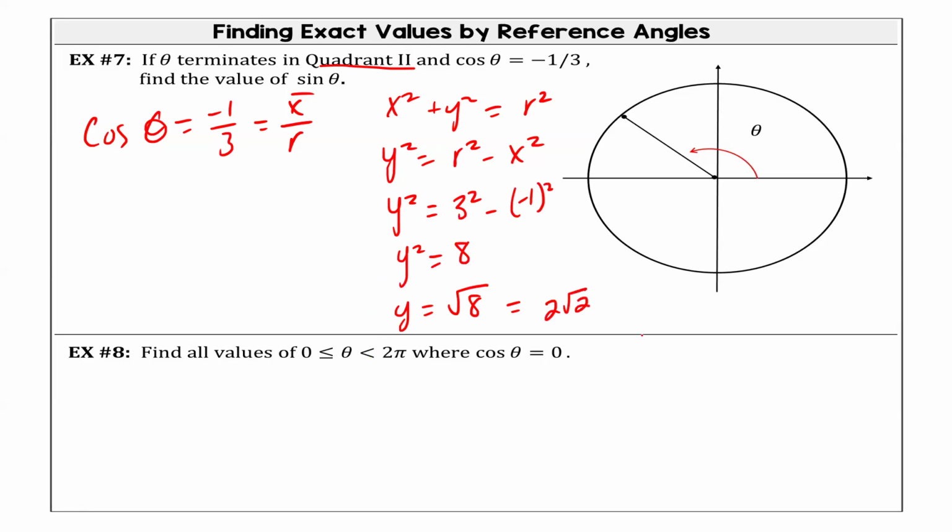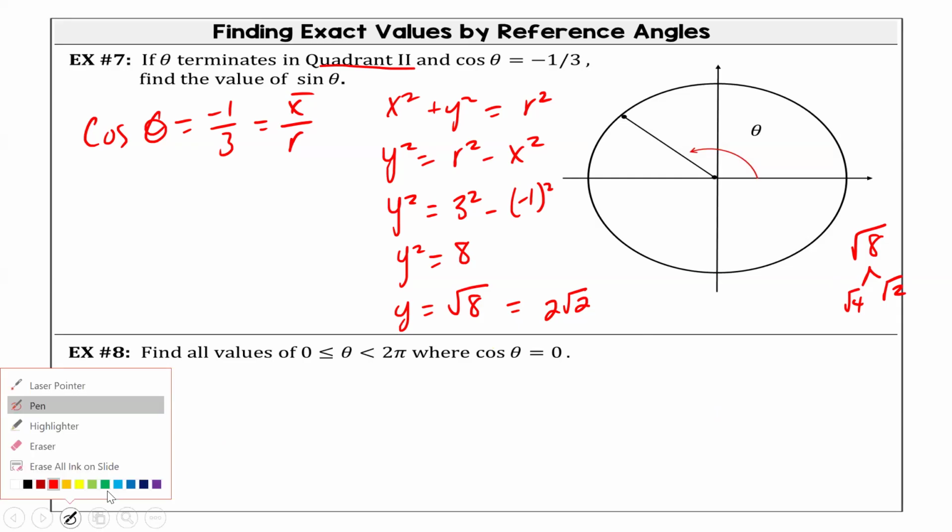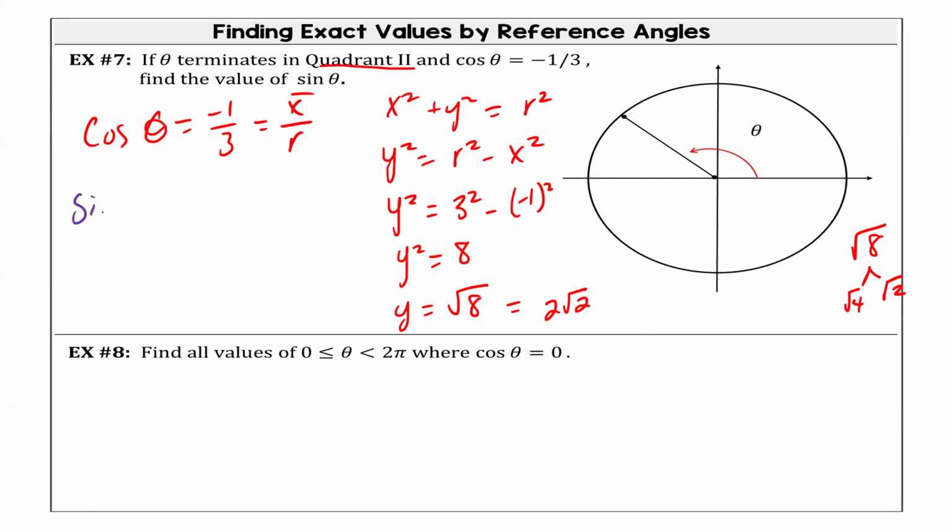Does anyone know why 8 can be simplified? Because 8 is made up of a perfect square. Square root of 8 is the square root of 4 times the square root of 2, is it not? And what's the square root of 4? 2. So you can simplify 8 down to 2 square root of 2. So that is your y value. Now that you have your y value, can you easily tell me what sine theta is? Sine theta is y over r. My y is 2 square root of 2, and my r is 3. So the sine of theta is 2 square root of 2 over 3.